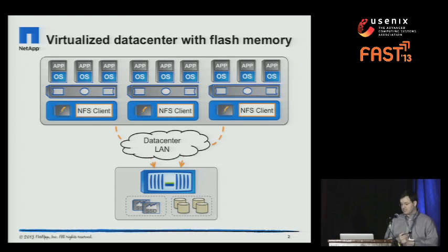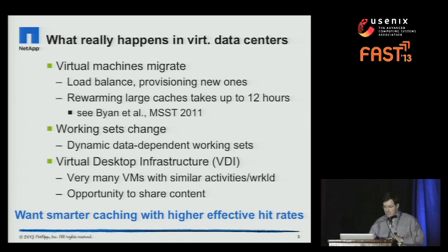In fact, there are products. We announced a Flash Accelerator product back in August 2012 that does that. There are companies like Fusion.io that have a company called IO Turbine that do exactly that, providing caching for virtual machines running in this environment. So let's look at what really happens in those centers.